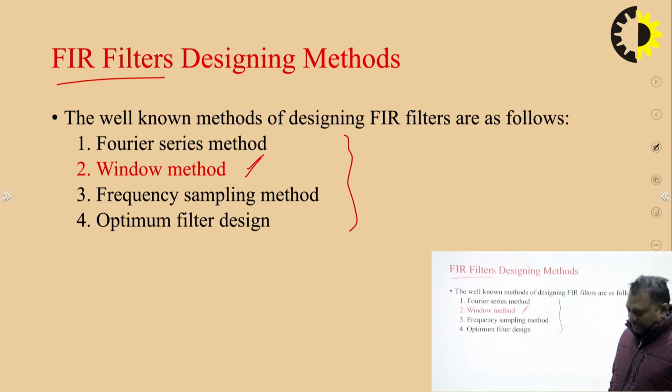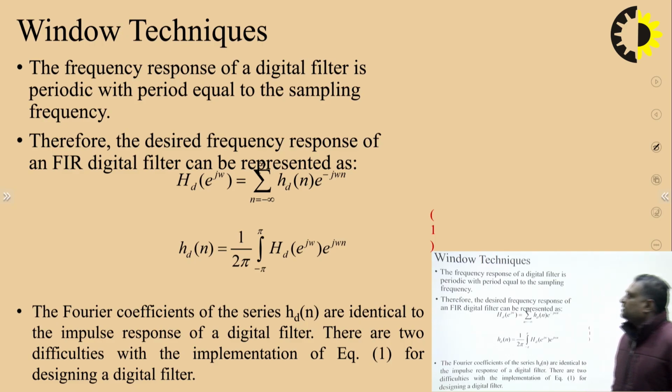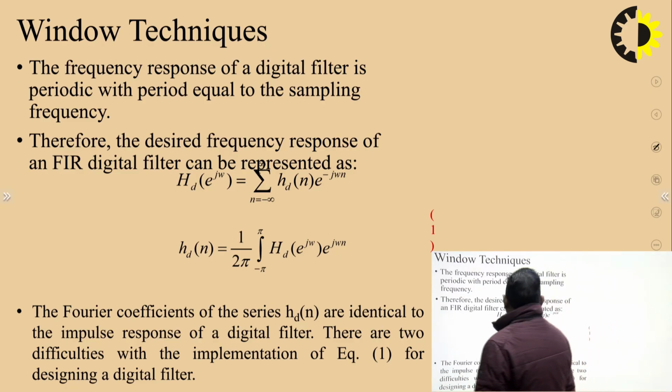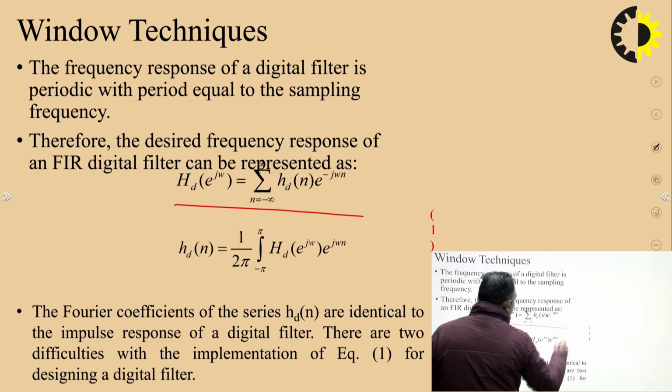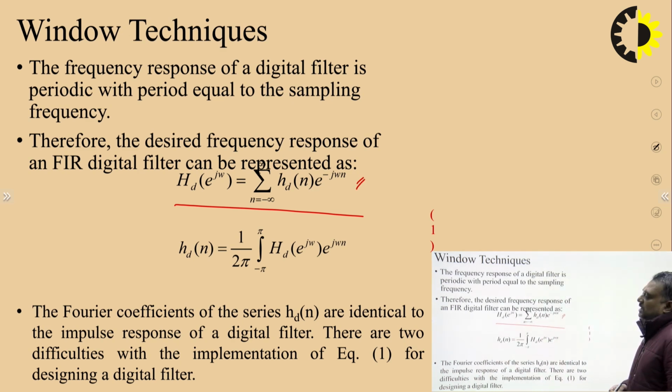So let us start and know what we mean by this window. The window technique: the frequency response of a digital filter is periodic with period equal to the sampling frequency. This you know. It means if you draw the frequency response of a digital filter, it will be periodic. Then the desired frequency response of an FIR filter can be represented as Hd(e^jω) = Σ hd(n) e^(-jωn).